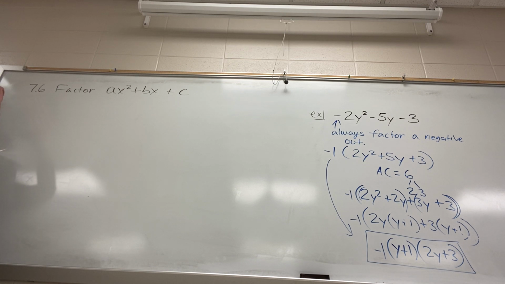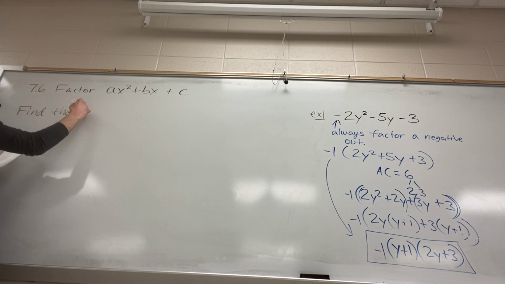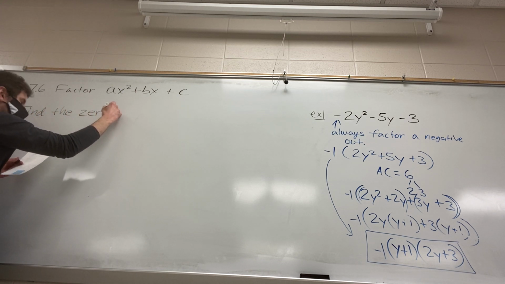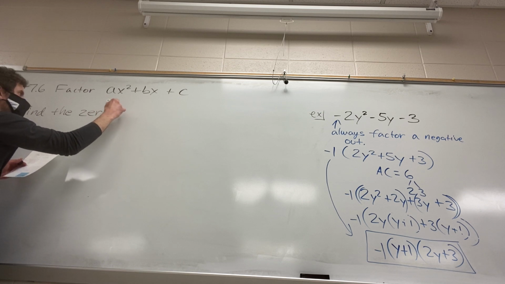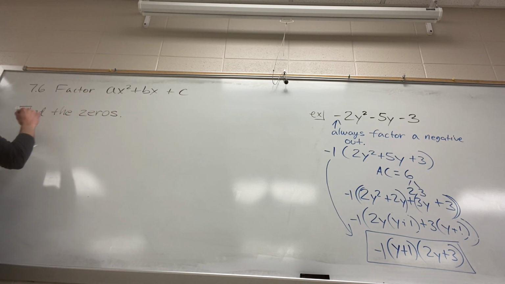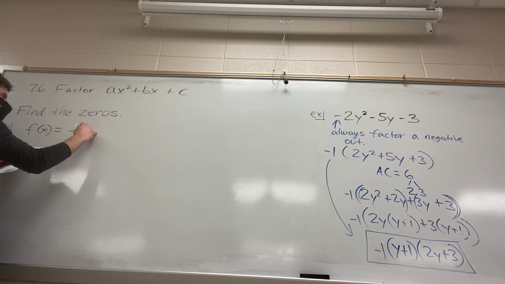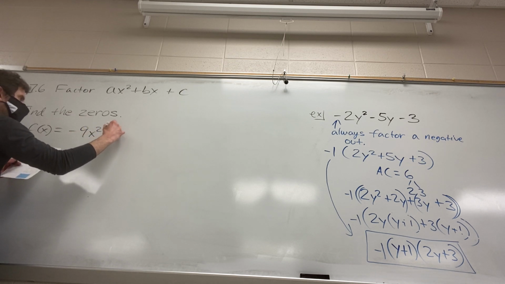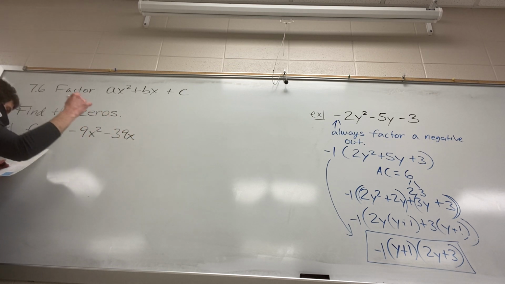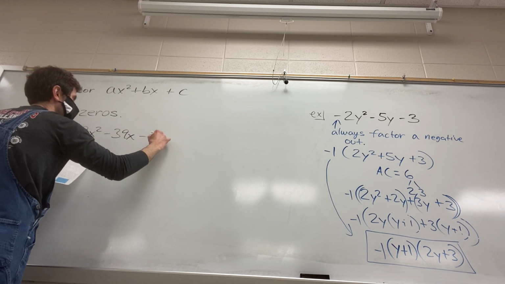Okay, so ladies and gentlemen, switch instructions. The instructions are find the zeros. Find the zeros. And we've got function notation again. So here we go. F of x equals negative 9x squared minus 39x minus 12.